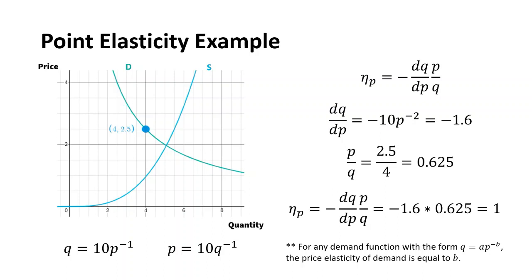It's worth noting that for any demand function of the form Q equals A P to the negative B power, the price elasticity of demand is equal to B, or the absolute value of the exponent.